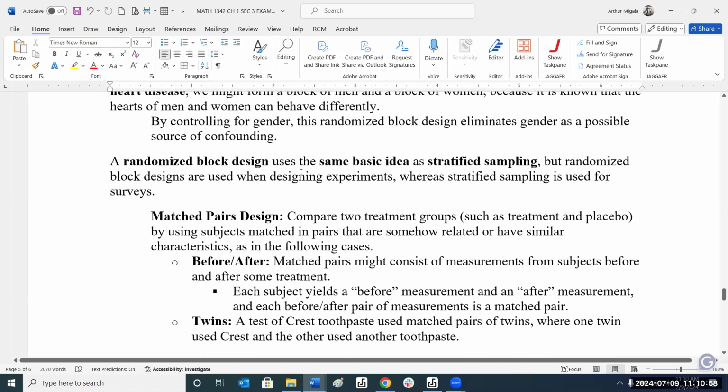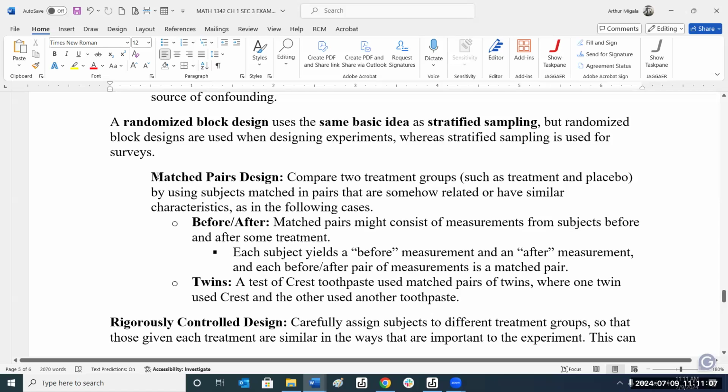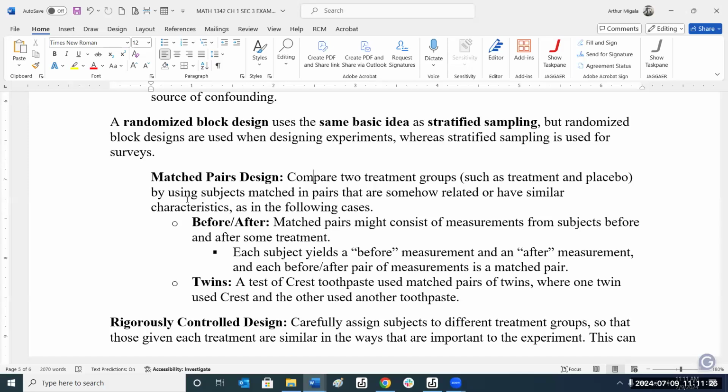Randomized block design uses the same basic idea as stratified, but randomized block design is used when designing experiments, or stratified is used for surveys. Matched pair design is when you compare two treatment groups, the treatment and placebo group, by using subjects matched in pairs that are somehow related or have similar characteristics. So you have two different groups and you match people within those groups that are similar in attributes.